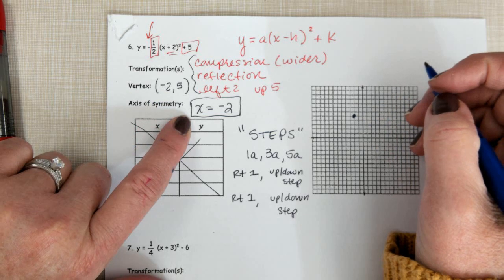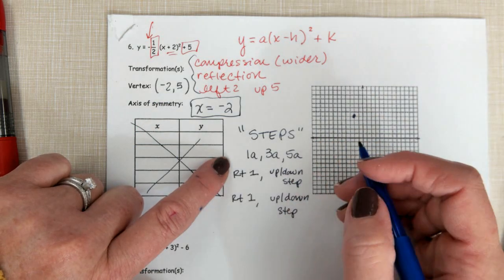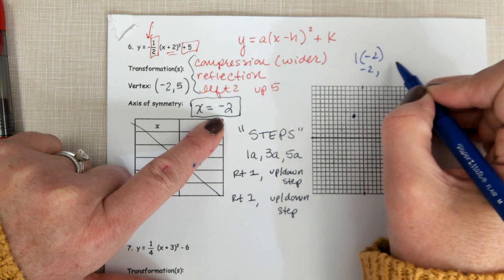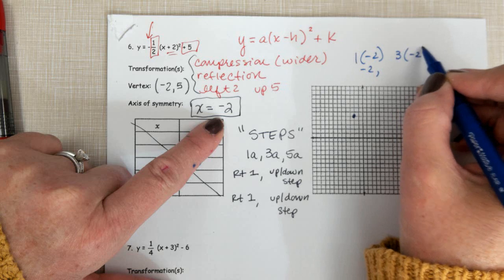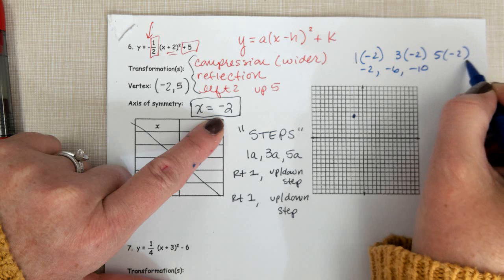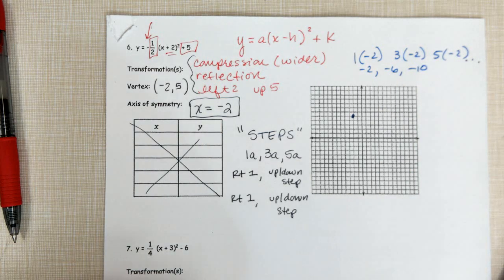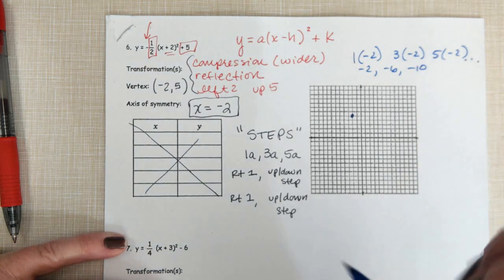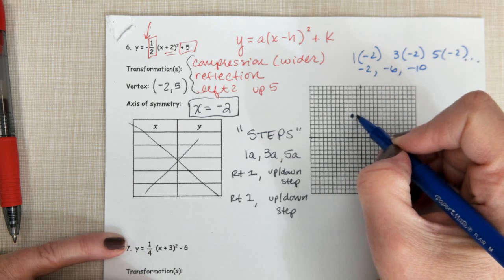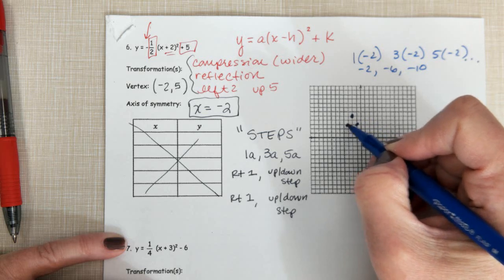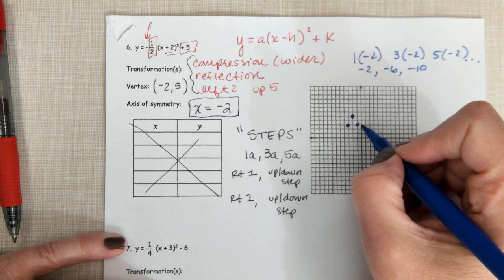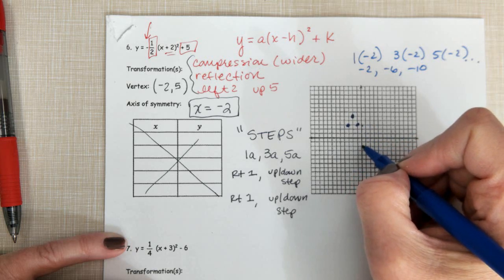And the steps are 1 times -2, which is -2. 3 times -2, which is -6, and 5 times. Now they continue, but we only need about 2 or 3 points to make our parabola. Okay, so from that vertex, I'm going to go out 1, down 2. From that next point, right 1, down 6.